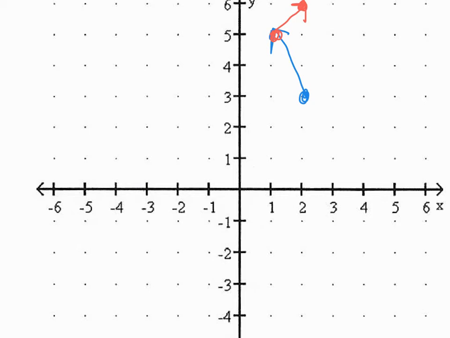Now again, that's not the final answer. The final answer is actually connecting the beginning of v to the end of this negative w. So I would label this green guy v minus w. Okay, so again, let's hold 3 and 4 off until class.